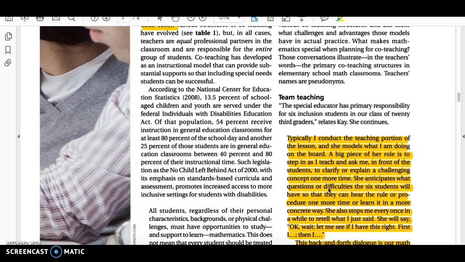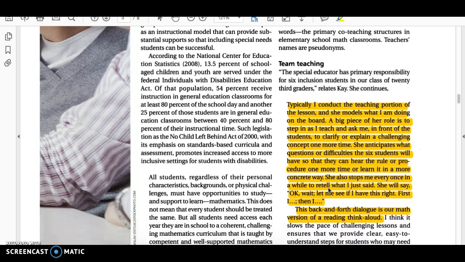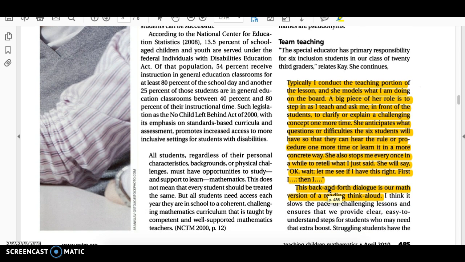So as you can see, our first type of co-teaching that we're going to look at is team teaching, and this was an interesting story about how 2 teachers work together. Typically the content teacher would be teaching the board, would be teaching the lesson, and the co-teaching special education teacher would be behind them modeling on the board.